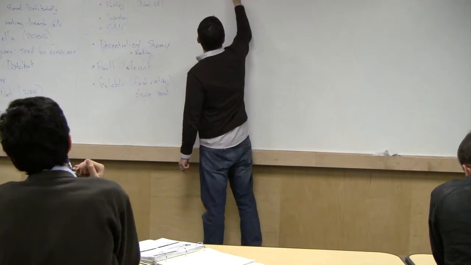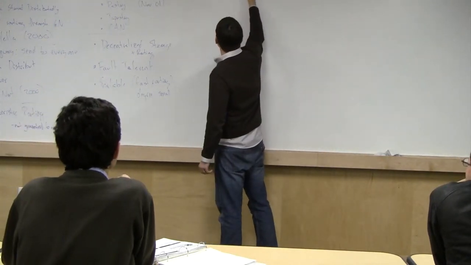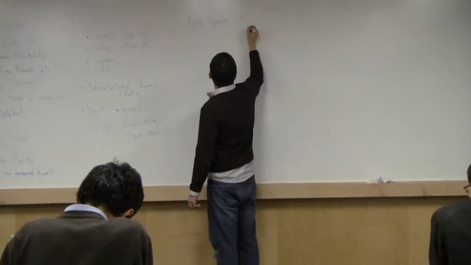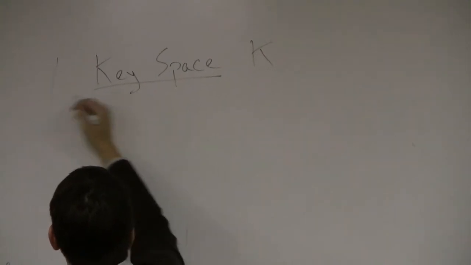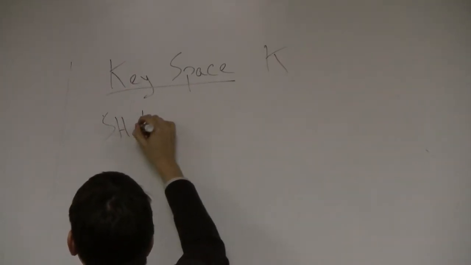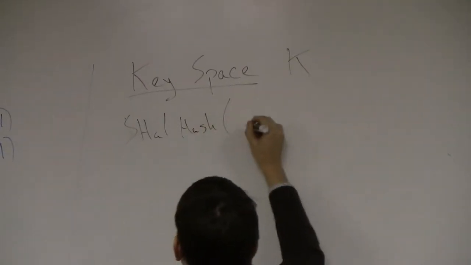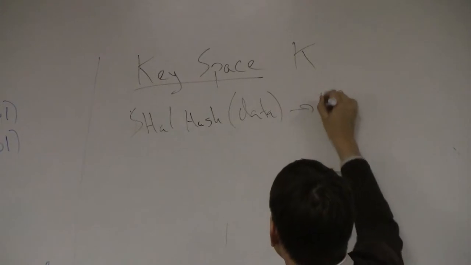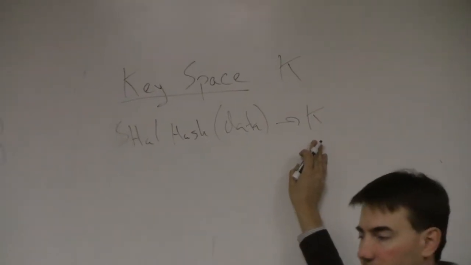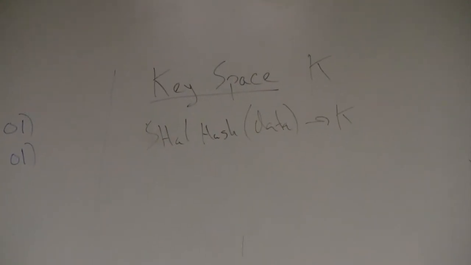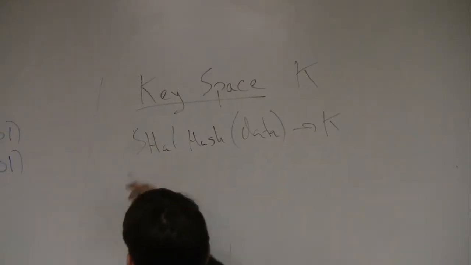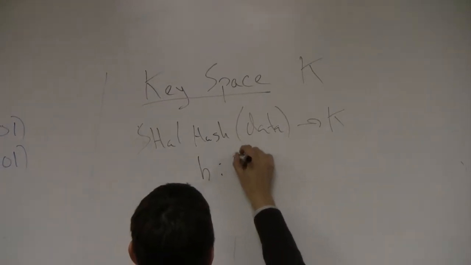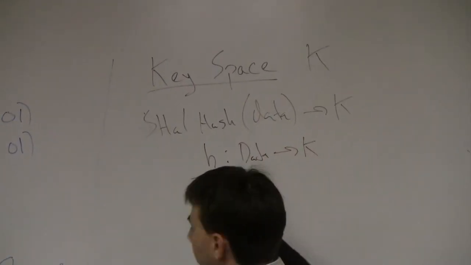One of the key ideas is the key space. So we're going to call this K. And so you're going to think of this as working from your data. You're going to do a SHA-1 hash on your data, and it's going to output a value in the key space. Okay, and we'll call this function H, which goes from data to the key space.